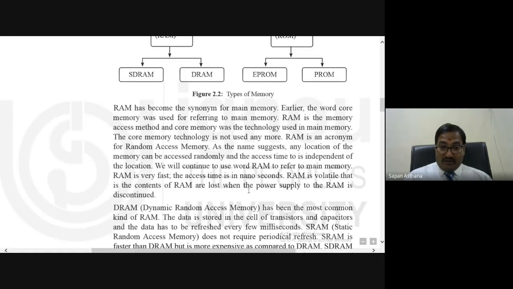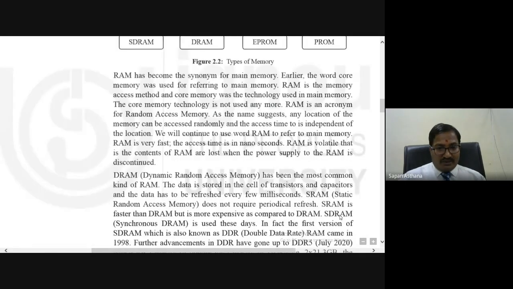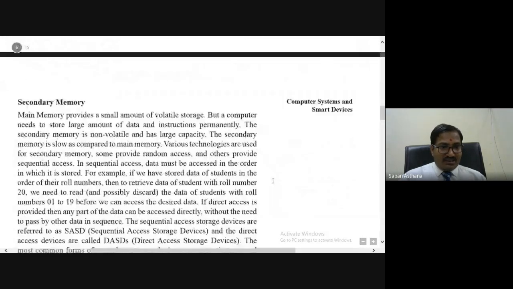One is DRAM, dynamic random access memory, which has been the most common kind of RAM. The data is stored in the cell of transistors and capacitors, and the data has to be refreshed every few milliseconds. You can see here random or read: RAM, random access memory, and ROM, read only memory. RAM has two parts: SDRAM and DRAM. Then read only memory: EPROM and PROM. You can see the details given here. RAM, SDRAM, you can read them well.